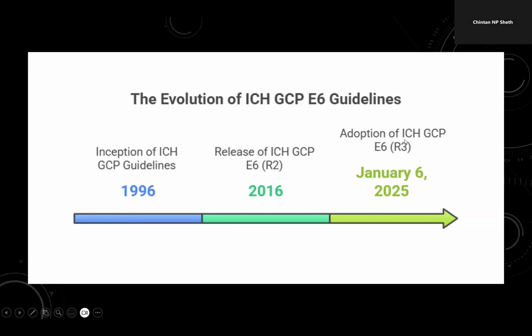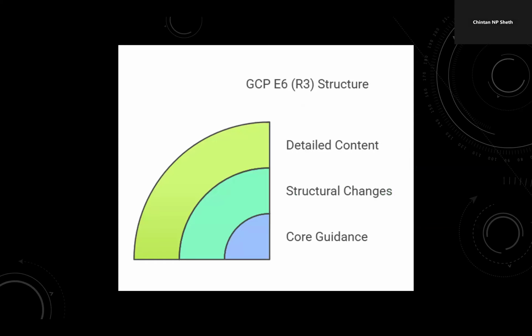Talking about first how ICH GCP E6 came into existence. It started way back in 1996 when ICH came into existence, followed by ICH GCP E6 R2 in 2016, which we tend to use until January 6, 2025, the day on which the adoption of ICH GCP E6 R3 came into existence. Now let's discuss what changed.